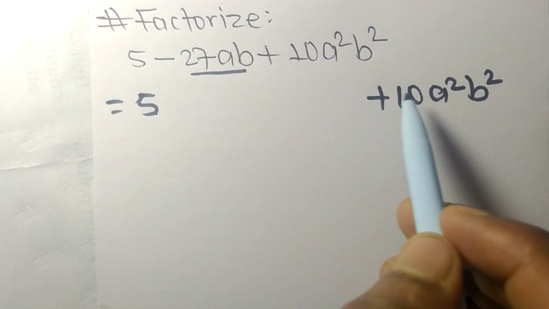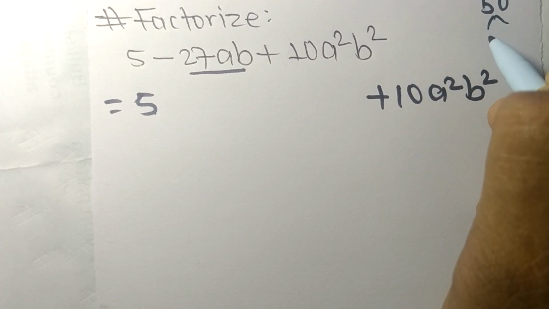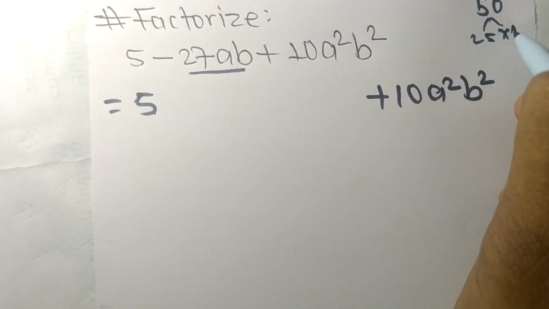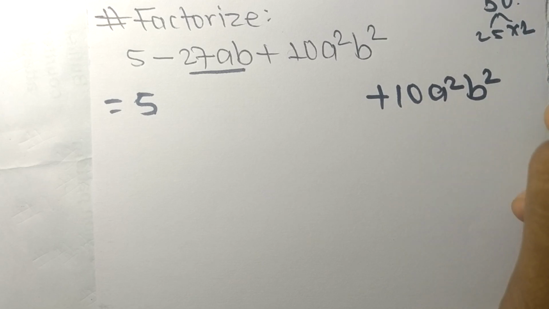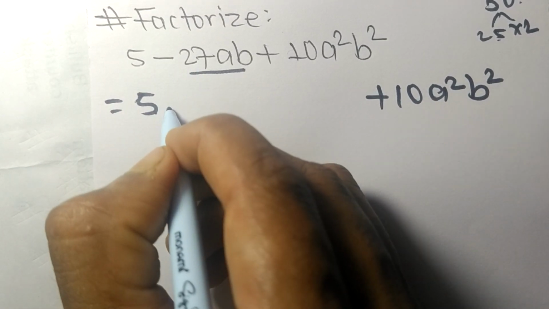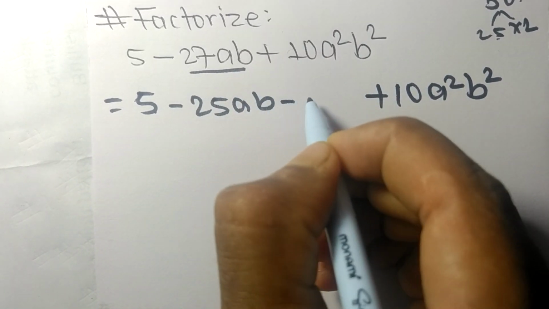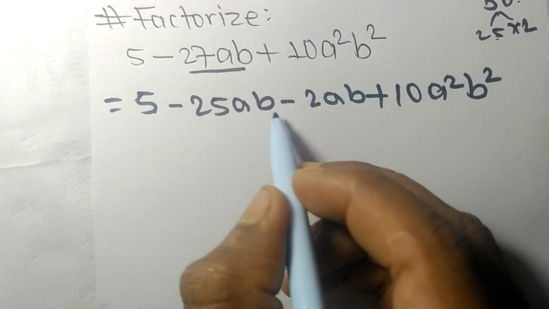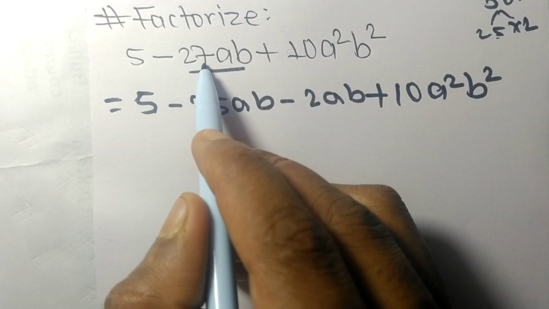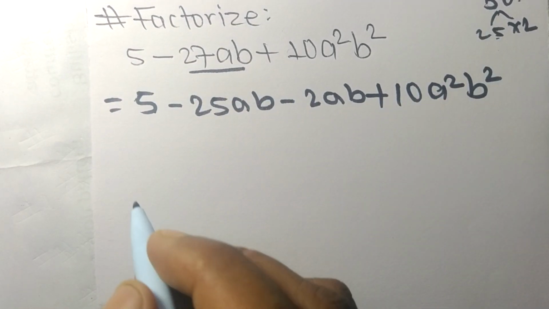So 5 times 10 means 50, and 25 times 2 also means 50, and 25 plus 2 means 27. That is, minus 25ab minus 2ab. That is 27ab, and 25 times 2 means 50.